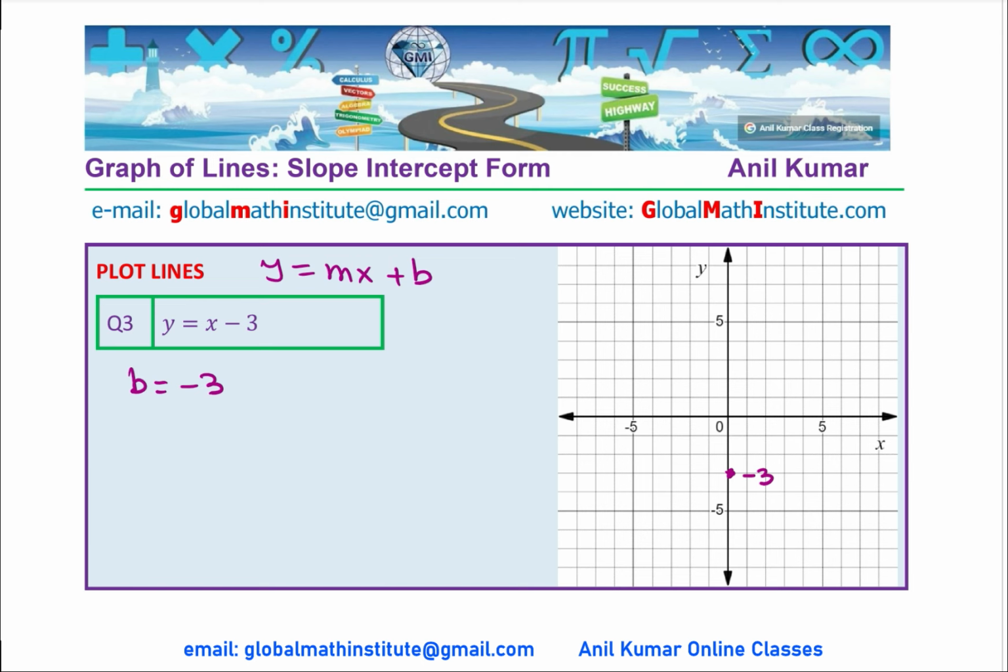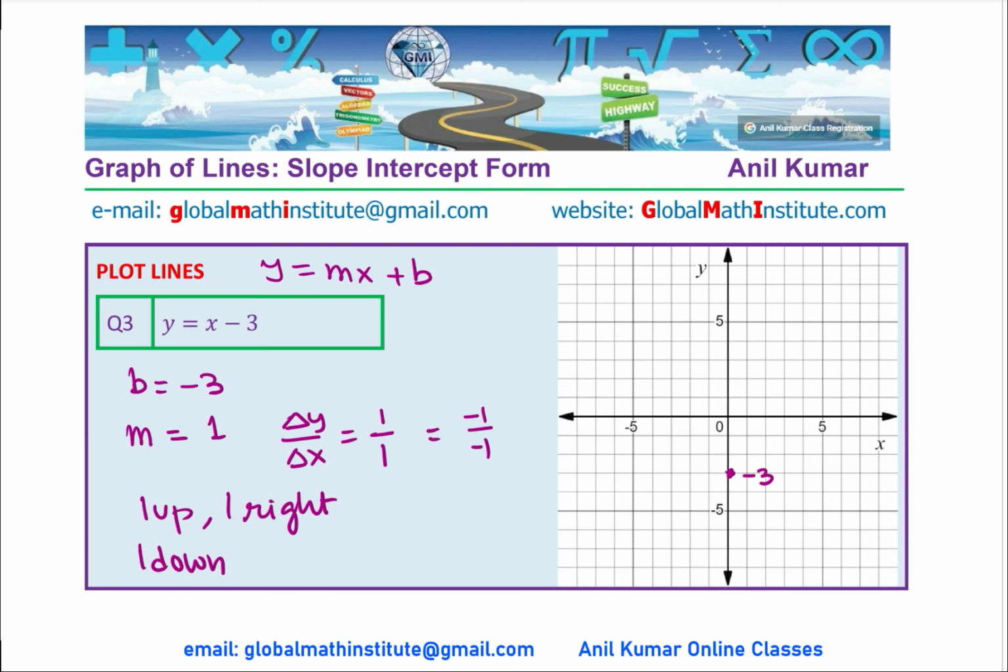And now, what is the slope or the gradient m? M is the coefficient of x, which is 1. It means the change in y over the change in x is equal to 1, which I can write as 1 over 1. You get the idea, right? So that means you can go 1 up, 1 right. Also, you can think of this as minus 1 over minus 1. That is also 1. So you can say 1 down and 1 left. So both can be adopted.